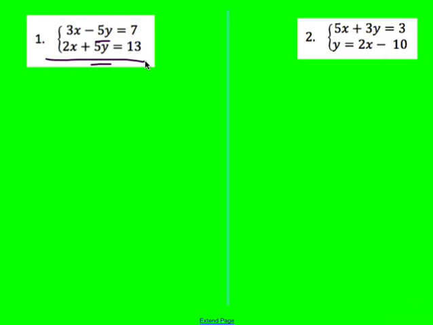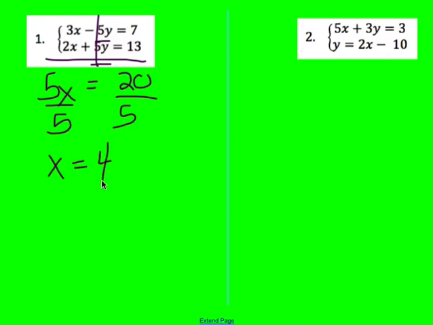So 3x plus 2x is going to give me 5x. And then negative 5y plus 5y is going to cancel out. 7 plus 13 is going to give me 20. So now I'm going to solve for x by dividing both sides by 5. And that's going to give me 4.